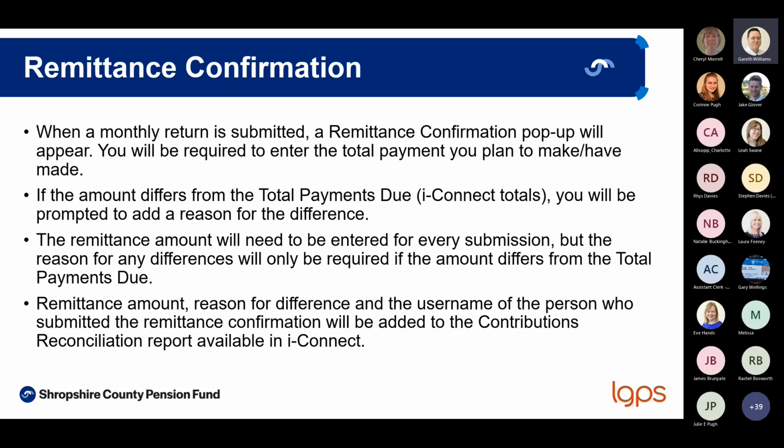If they don't, you will need to correct this, or if this is not possible, you can put a reason why there is a difference. An example of this might be that you've processed your payment incorrectly, cannot stop this, and will adjust by offsetting next month. If this is the case, you would put that as the reason in the reason for difference box and can continue with your submission. We will then be able to see why there is a difference.